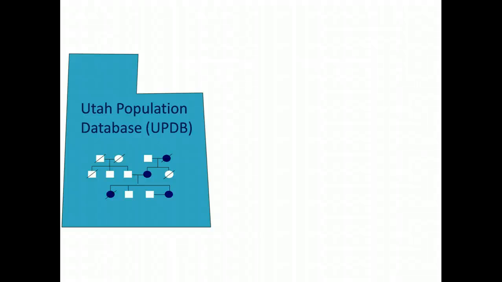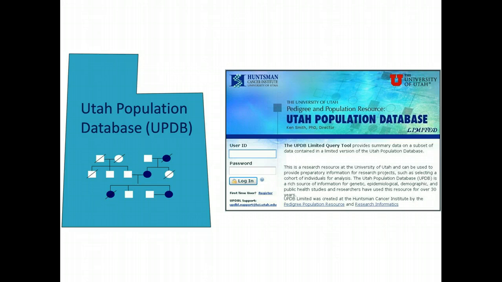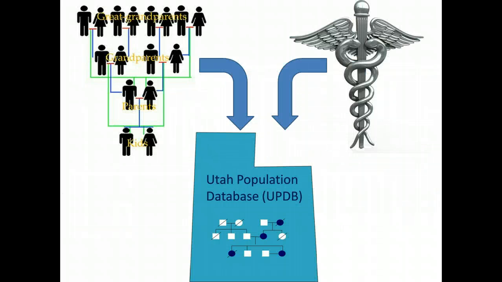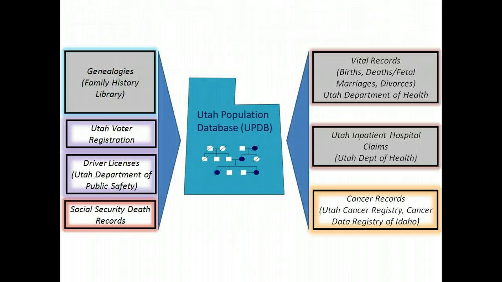In this introduction, we will describe the Utah Population Database and the UPDB Limited Query Tool. Let's start with the Utah Population Database, or UPDB. UPDB is the marriage of family history data and medical records. Family histories are created by linking records from many data sources.